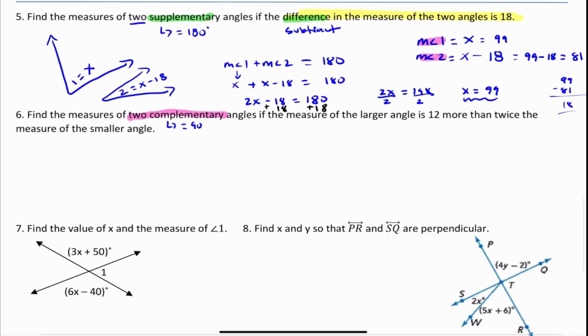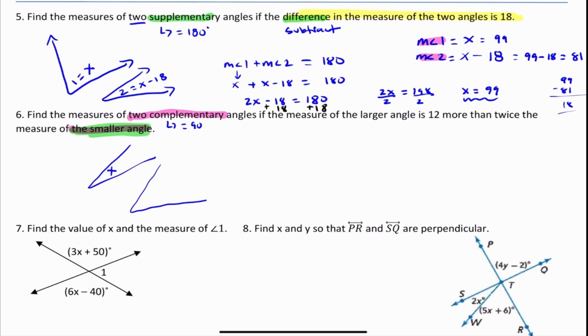Okay, so I have two angles here. I'm going to draw one angle, and I'm going to draw the other angle. All right, so we have a smaller angle, which is this, and then we have the larger angle, which is that. The measure of the larger angle is 12 more than twice the measure of the smaller angle. Do we know how long the smaller angle is? Well, we don't. We don't know how long the smaller angle is, which I will call, again, x.